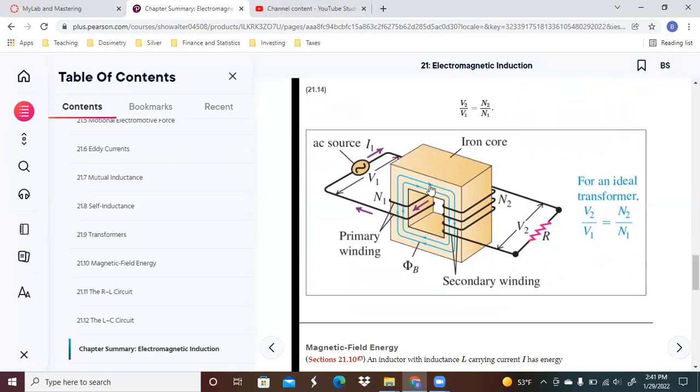So you've got an AC source here, you've got the primary winding, you've got an iron core, you've got the secondary winding here, N_1 turns here, N_2 turns here, and you've got a certain voltage here and then a voltage here. So for an ideal transformer, the ratio of V_2 to V_1 is the same as N_2 to N_1. So if you want to boost the voltage, you've got to increase the ratio of the number of turns in the secondary to the primary in order to boost that voltage.